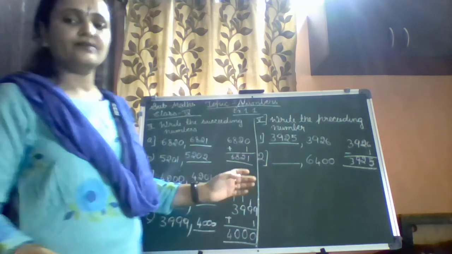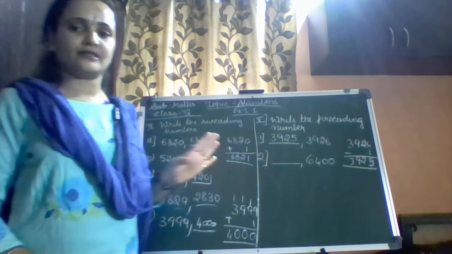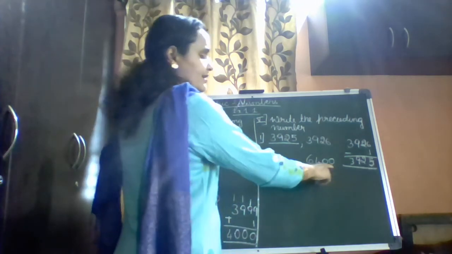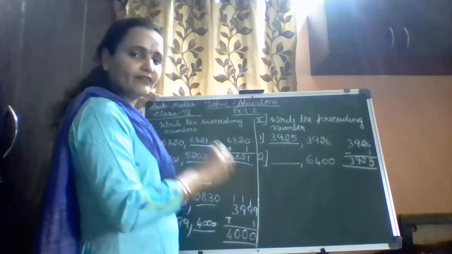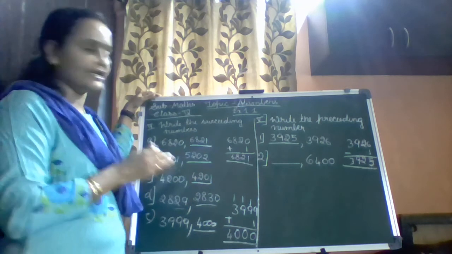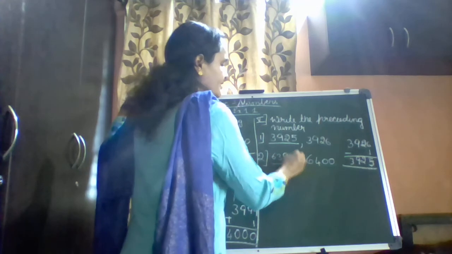The same way, the second one: dash, 6400. If you know it like that, you can write it directly. Otherwise, if you get confused, you subtract 1 from the last number. Before 400 you have 399, right? Before 400 you have 399. So what would be the previous number? 6399. If you want, you can do it by subtracting 1 also.